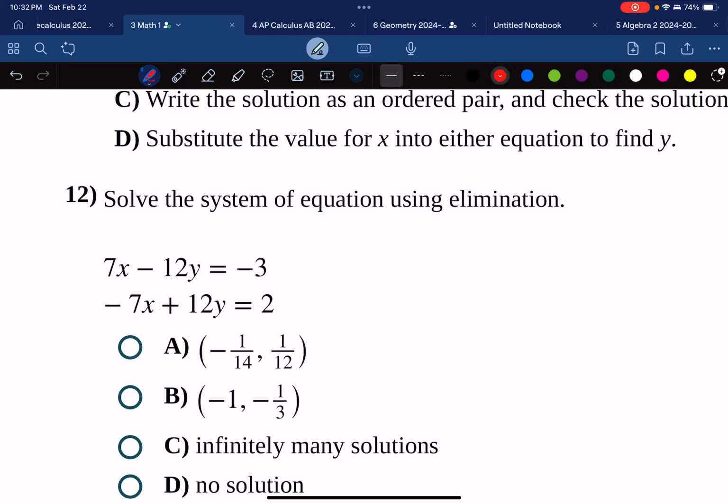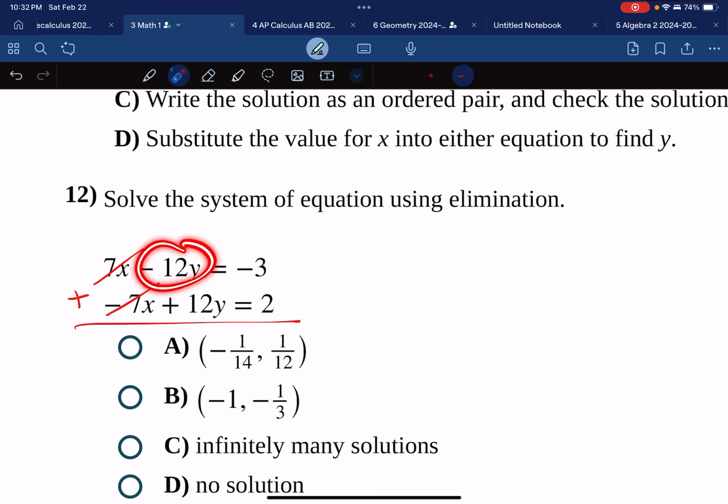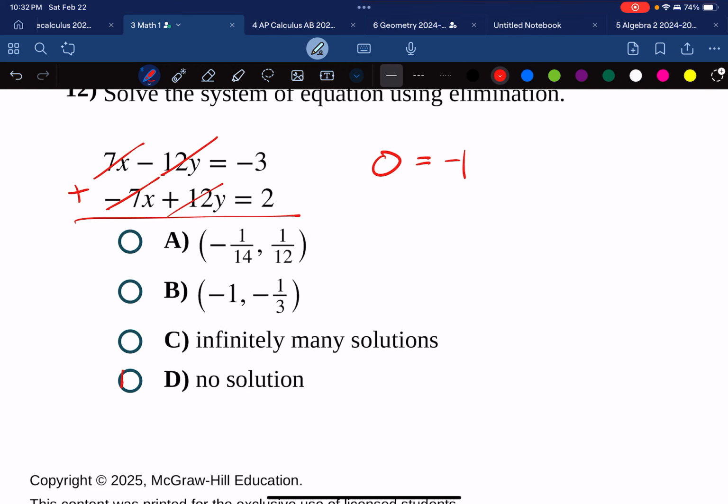You can just add straight through, right? So if I add straight through, I'm going to get 7x minus 7x is nothing. They're gone. -12y and 12y add up to nothing. They add up to 0. So on the left side of my equation, after I add them up, I get 0. That's going to be equal to, what happens when I add these two together? Well, -3 plus 2 is a -1. I have this scenario where I have a number equal to a number that is not the same number. If it's not the same number, it's no solution. The correct answer here is D.